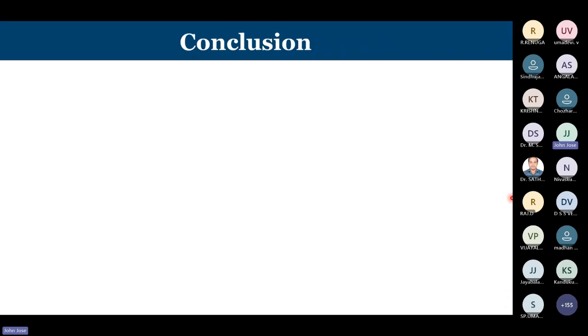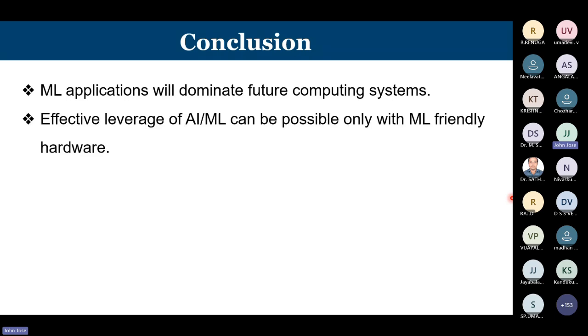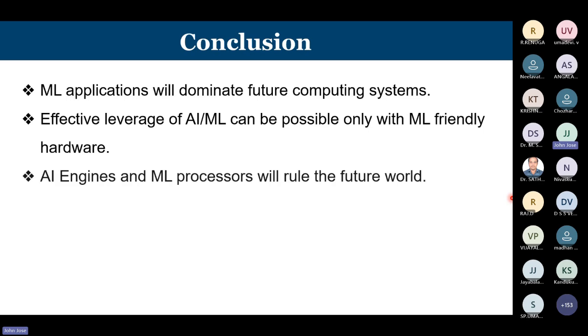I'll take a little more time on Q&A. I'll tell about the opportunity. What I wanted to convey ultimately is that machine learning applications will dominate future computing systems. ML cannot work on concrete. ML cannot work on paint or timber or wood. ML can work only on a computing system. So the computing system also has to go along with the ML world. Effective leverage of AI and ML can be possible only with ML-friendly hardware. Ultimately, without the hardware, no revolution is possible in the AI ML field. It's possible, but it takes time.